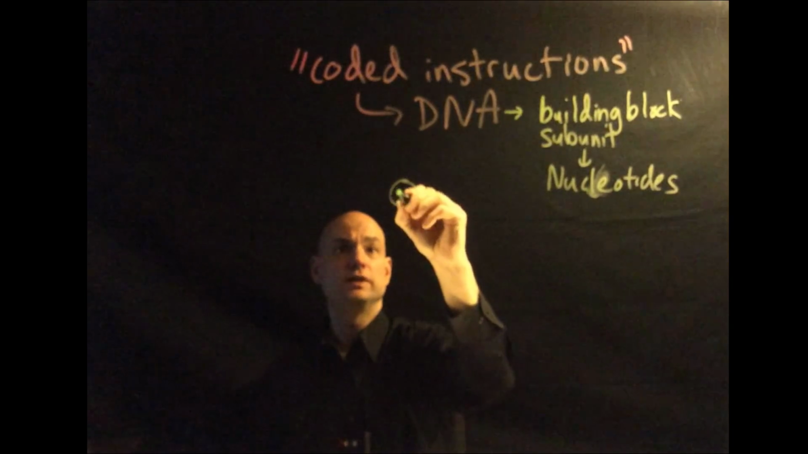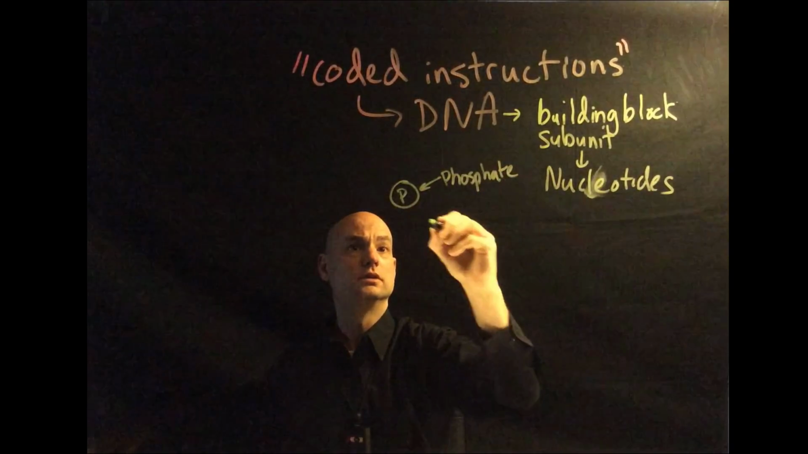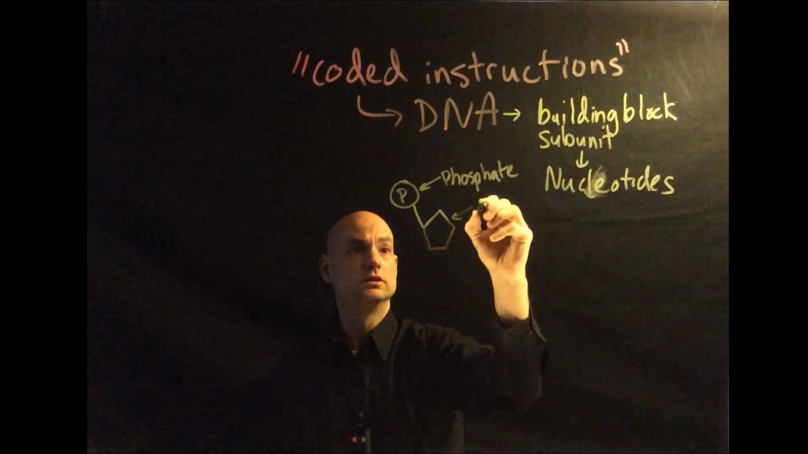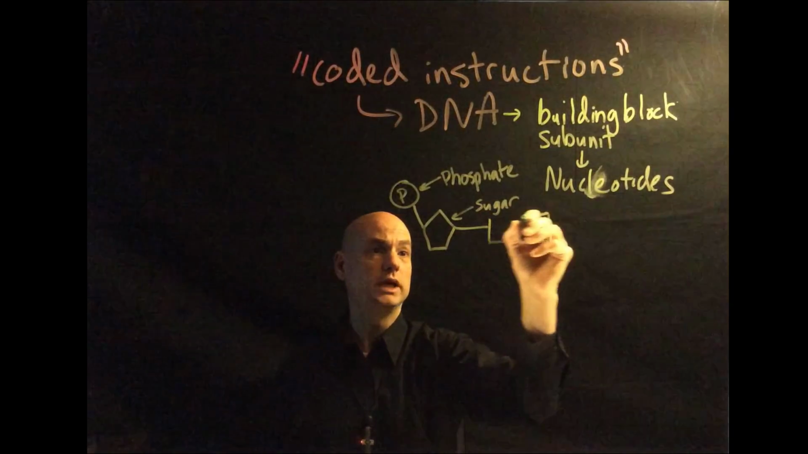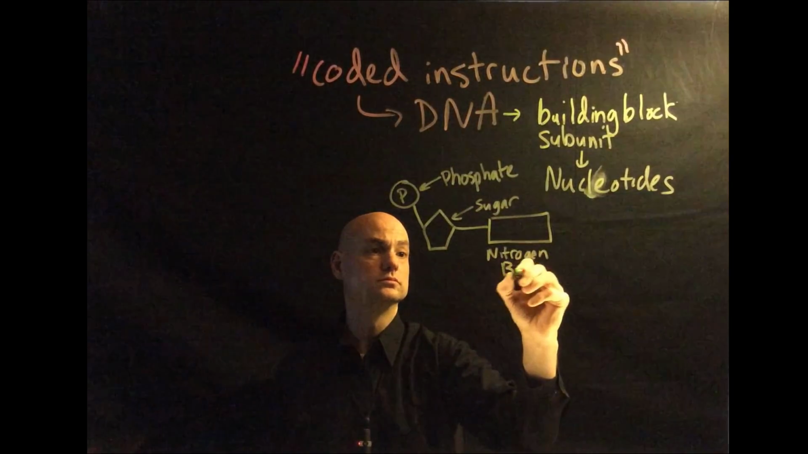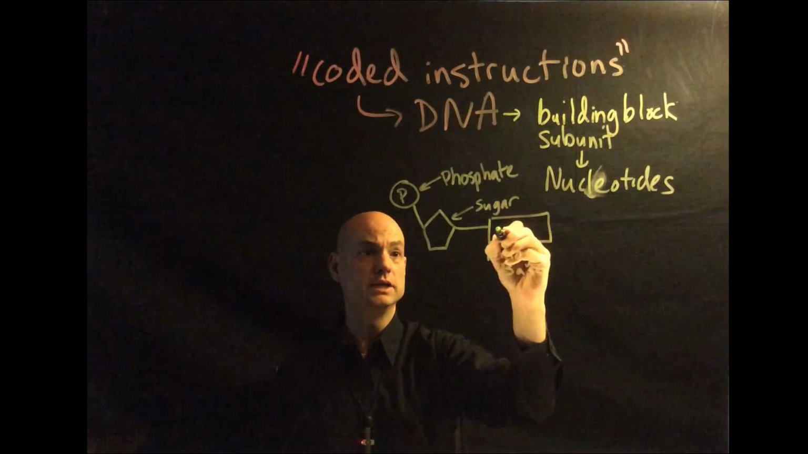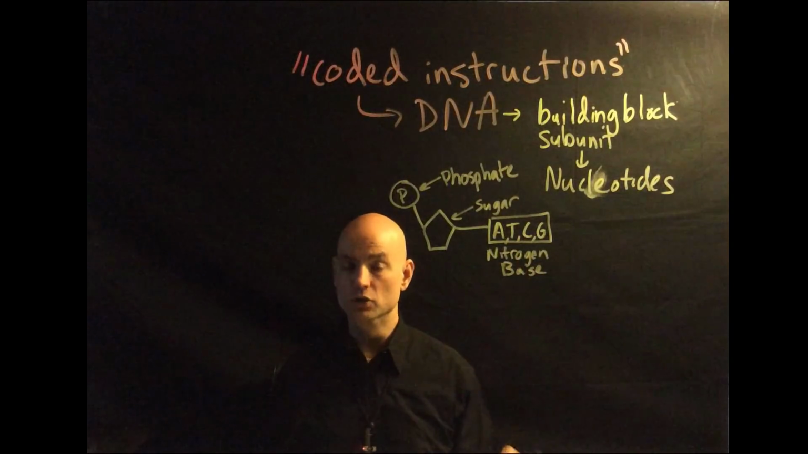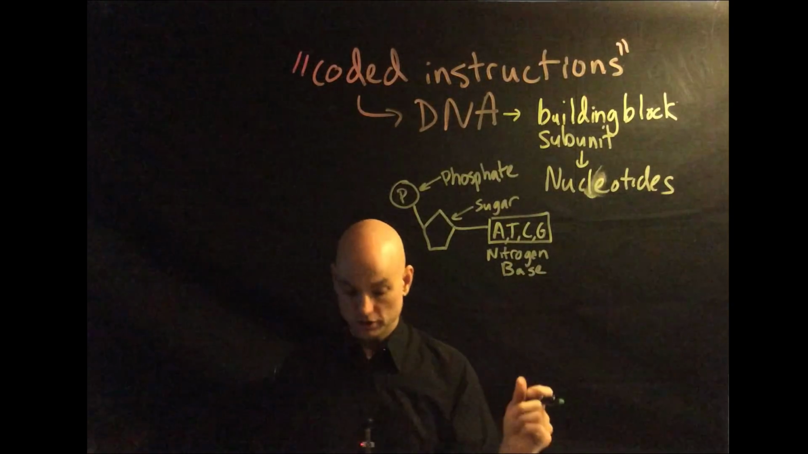So we have this phosphate group connected to a sugar, and this sugar is deoxyribose. And then we have a nitrogen base. That nitrogen base could be one of four different types of bases: adenine, thymine, cytosine, or guanine. One of those, not all four at the same time. So those are our four different letters that we're going to talk about a lot.